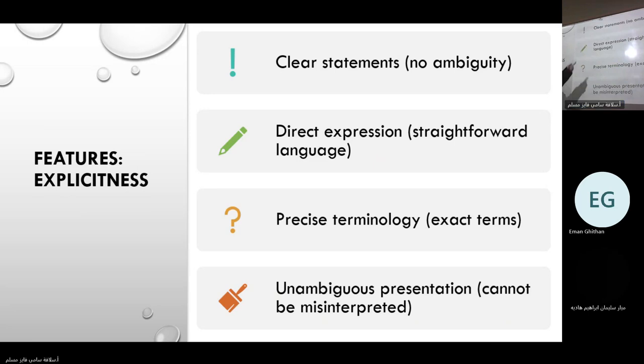Explicitness. Clear statements, no ambiguities. Okay? ما تخلوني أفكر شو اللي عم تحكوه، خلوني أستوعب شو اللي عم تحكوه. Alright? Direct expression, straightforward language, precise terminology, use exact terms. Unambiguous presentation cannot be misinterpreted. يعني when you present your idea, okay, it should take me from point number 1 to point number 5, for example, in a logical way without me misunderstanding your point. Okay?